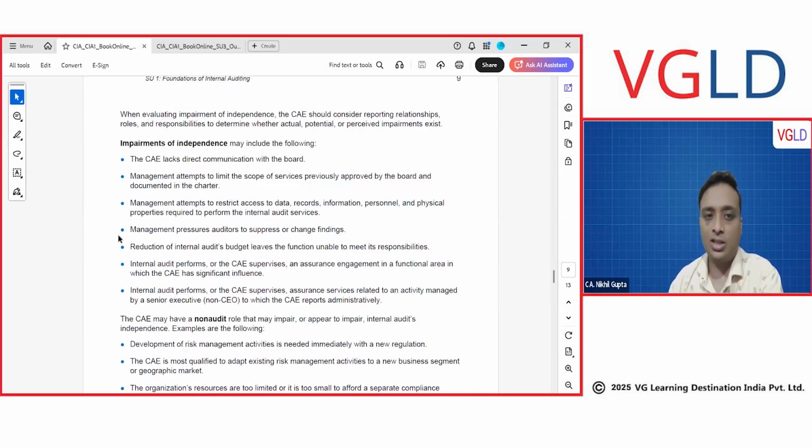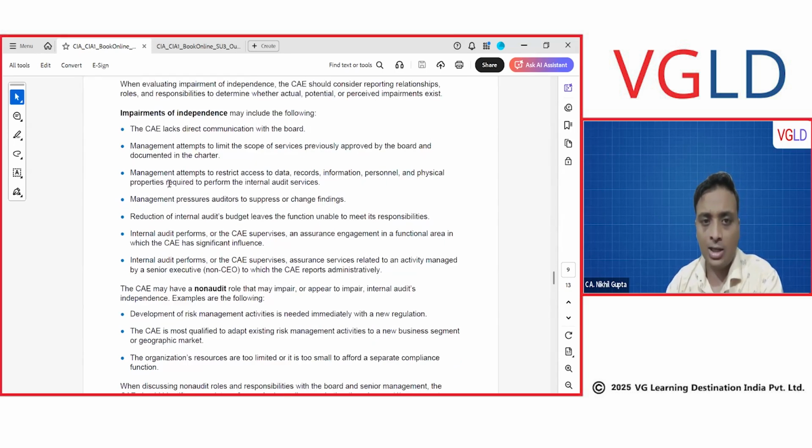Impairment of independence may include the CAE lacking direct communication with the board. For example, you come to the CAE and tell him about a management scope limitation, but he is not directly communicating with the board, so the result is that the limitation is still there. Management attempts to limit the scope of services previously approved by the board and documented in the charter. Management attempts to restrict access. Management pressures auditors to change findings, which we discussed. Reductions in internal audit budgets leave the function unable to meet its responsibilities.